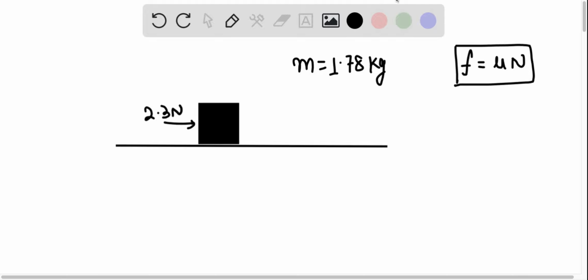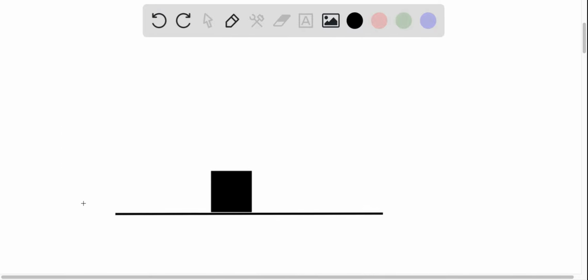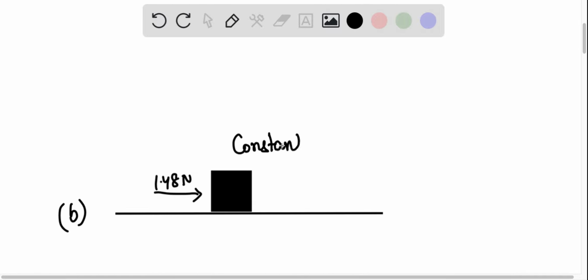So we need to determine here the coefficient of static friction in the first case and the coefficient of the kinetic friction in the second case, where it is observed that 1.48 newtons of force is needed to be applied so that the block moves with the constant velocity.